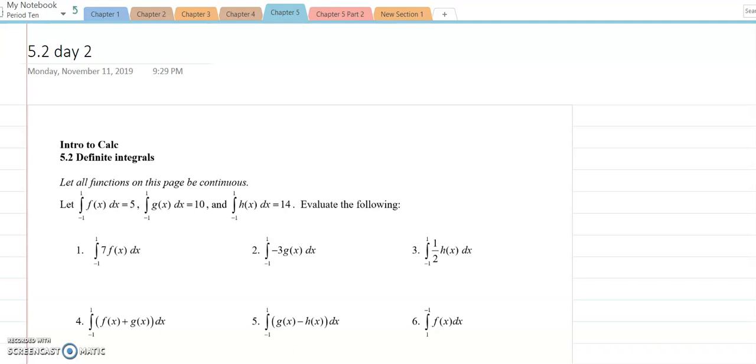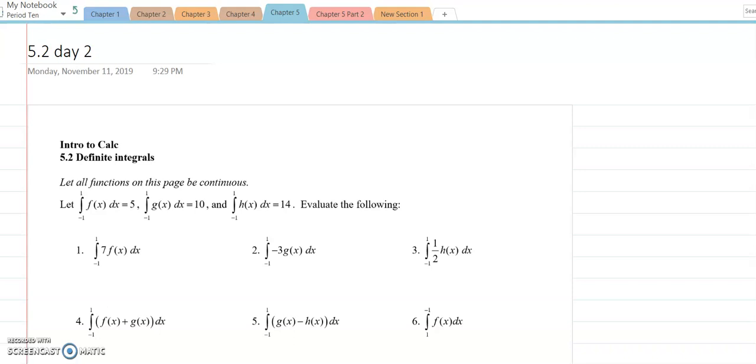Let all functions on this page be continuous. So we have an integral from -1 to 1 of f dx. And remember that just means the area between f and the x-axis ends up being 5 units. The change in area is 5. The next one is the exact same bounds, but it's a different function, and that change in area is 10. And you get another function, same bounds, and that change in area is 14.